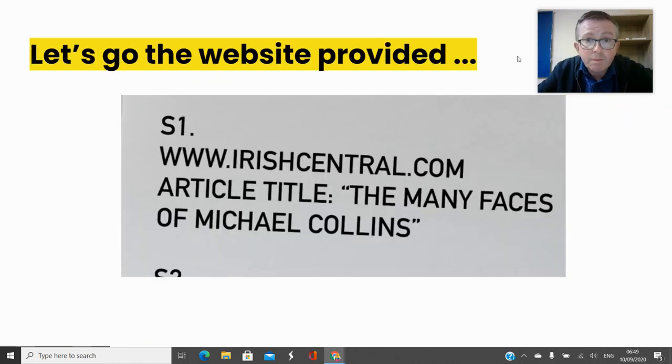Let's go to the website provided. So we have a URL, we have a website address, www.irishcentral.com, and we're told there's an article title called The Many Faces of Michael Collins. Now, what an examiner will do here is, well, first of all, he will note there is no access or download date provided, right? So that extra item, that extra validating item is not included, okay?